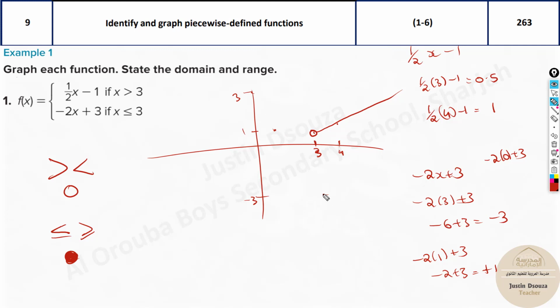So here when you start at 3, this is very important. You must take a point, closed point, and now join these. Okay, that was not a linear graph. It should be linear, it should be straight.